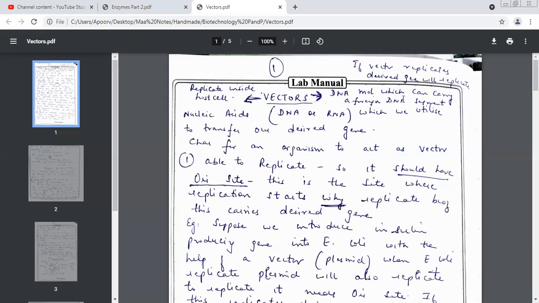Sometimes you want to insert a foreign DNA into an organism, but directly we cannot do. So we take the help of certain DNA molecules. When these DNA molecules enter the host, along with them, what will they carry? Foreign DNA. Another property of vectors we all need to remember is that they replicate inside the host cell.